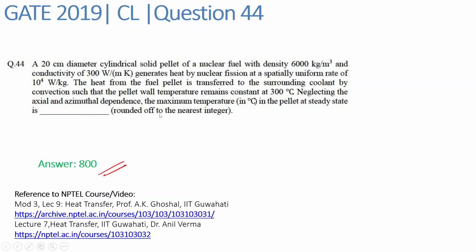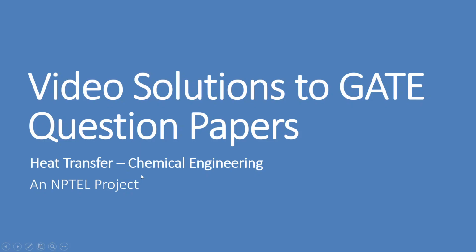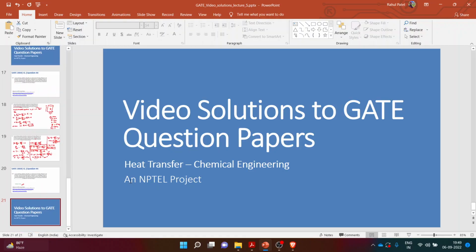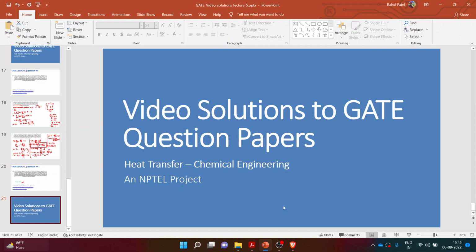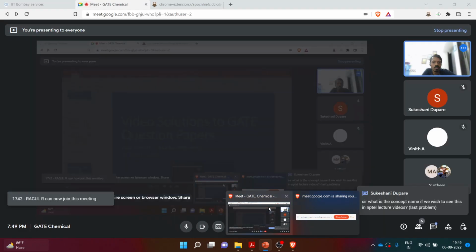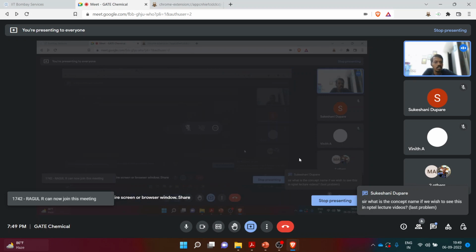And the final answer we had to write, it was a numerical answer type question. We were asked to round up to the nearest integer, so we reported the answer as 800 degrees Celsius. So yes, this was all for today. If you have any doubts, I am here for 5-10 minutes.